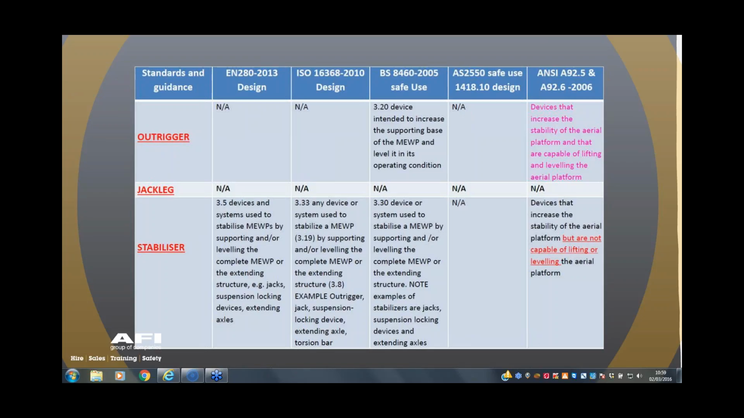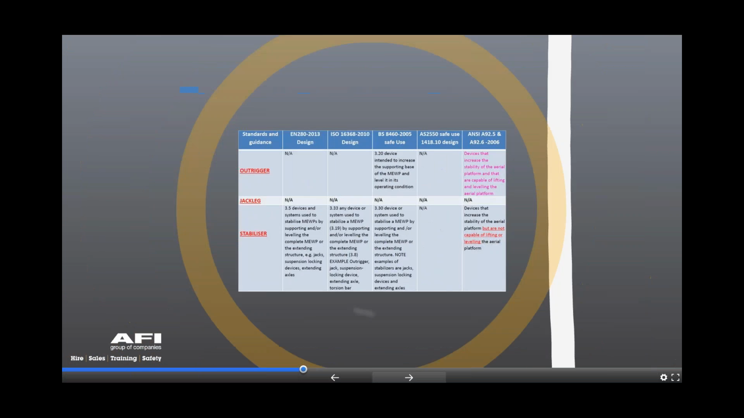I'm not too worried about the design and the 8460 at this moment. But if you look at 8460, you can see there you've got the outrigger and you've got the stabilizer. So EN280 is how machines are designed, okay, but 8460 is our safe use document, that's out there, which effectively is due for a review shortly. Okay, so hopefully that makes sense.